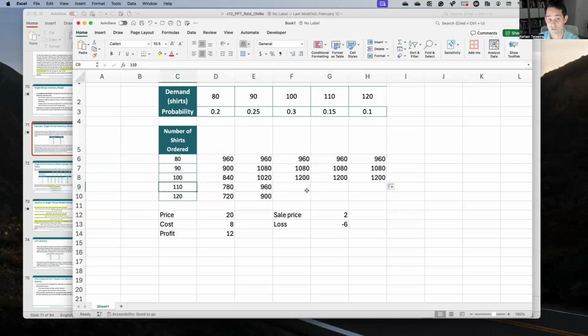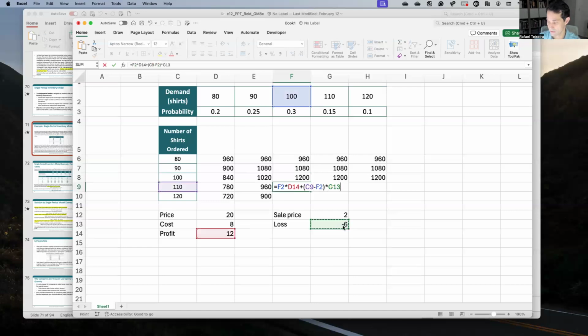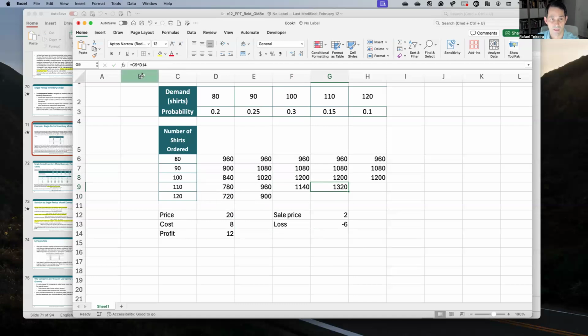He orders 110 shirts and the demand is 100. So he has some unsold. So the demand is 100 multiplied by 12. And then we have to add the difference, which is 110 minus the actual demand, times the loss. Okay. Now what we have here is the number of shirts ordered is the same as the demand. So I can pick any one and multiply by 12, because he sells everything. He doesn't have any remaining.